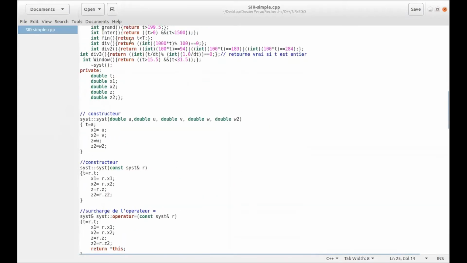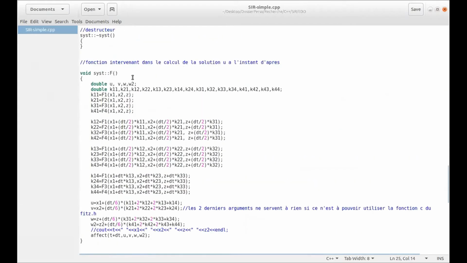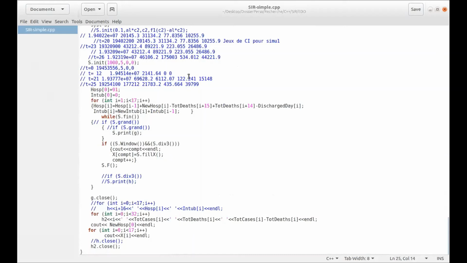Okay, this is the class system, and I will print that to the file. So T, this will be my S, this will be my I, this will be my R, this will be my death people, and I'm not going to talk about this right now, but after I'm going to talk about that. And this is the RK4 method. So that's it. Now I'm running some simulations.